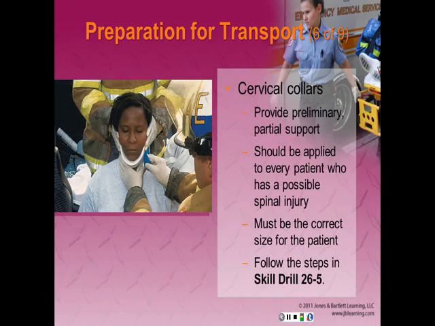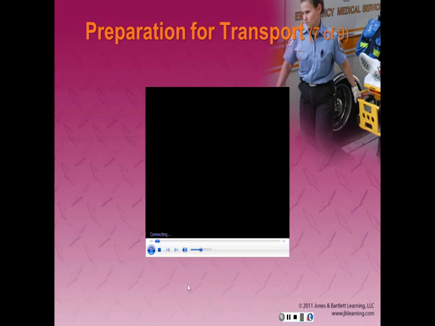Cervical collars should provide preliminary partial support. They should be applied to every patient who has a possible spine injury based on mechanism, history, or signs and symptoms. To be effective, a rigid cervical collar must be the correct size for the patient. To apply the cervical collar, follow the steps in Skill Drill 26-5.